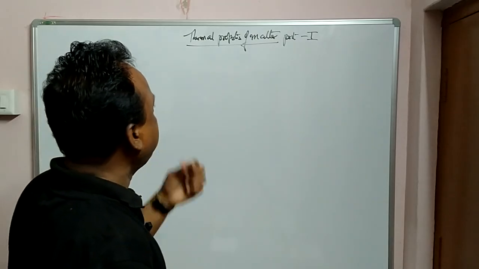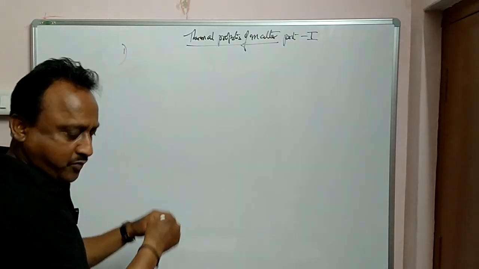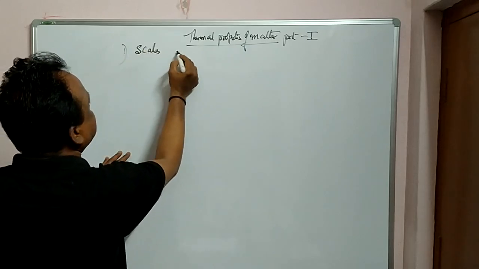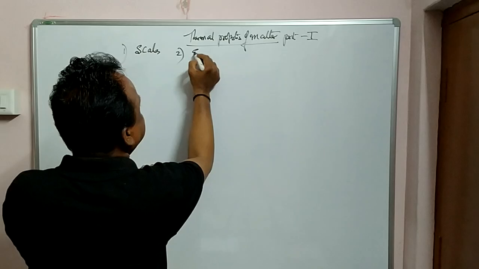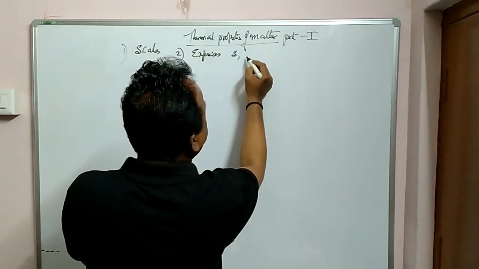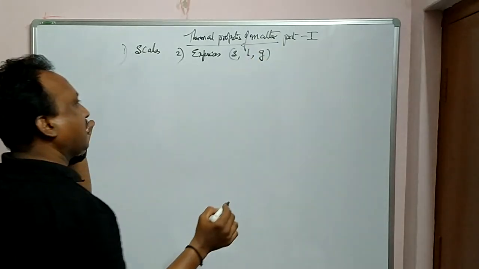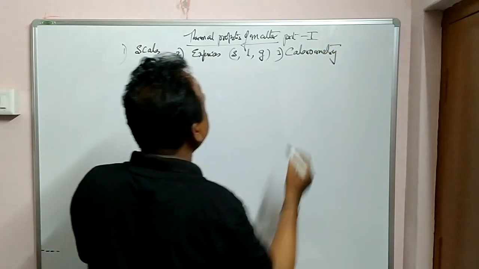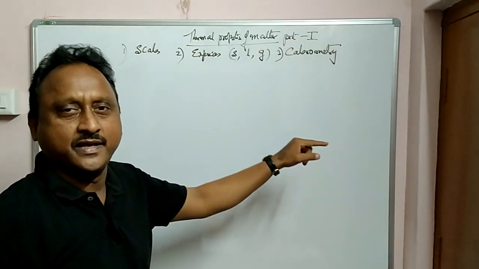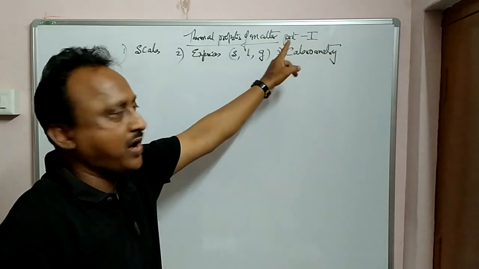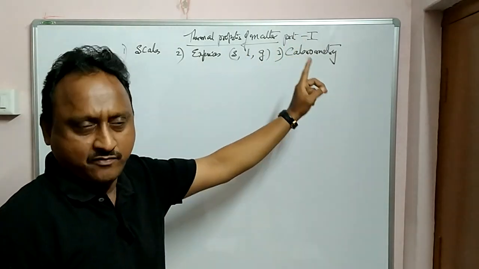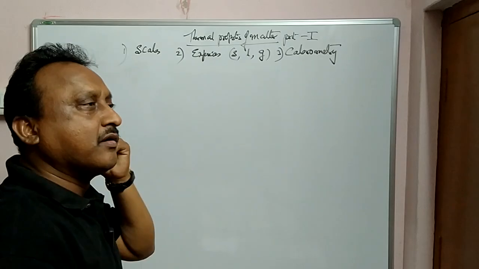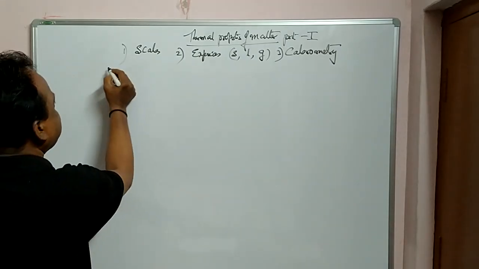In part 1, we will be discussing three very important things. Firstly, scales. Secondly, expansion, that is of solids, liquids, gases. And third, calorimetry. So these are the three things we'll be discussing in this chapter in first year intermediate, thermal properties of matter part 1: scales, expansions and calorimetry.